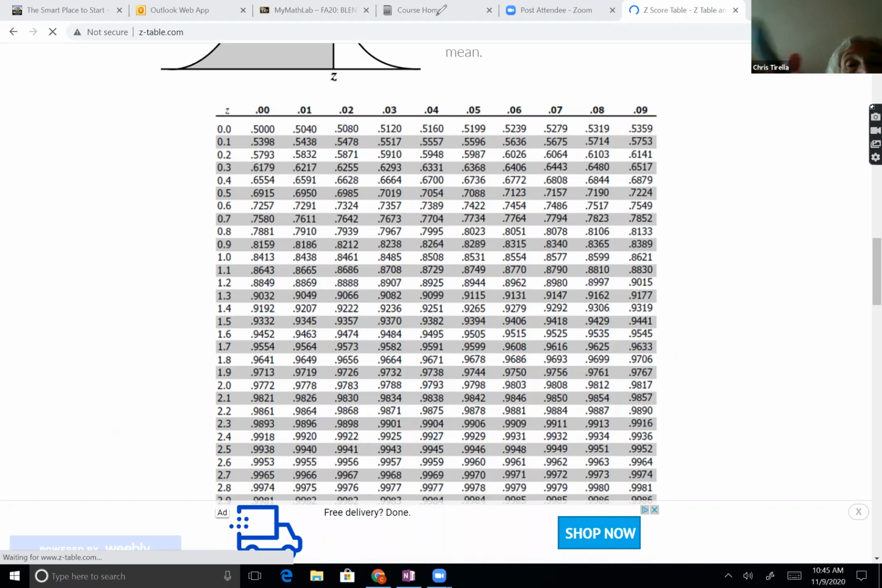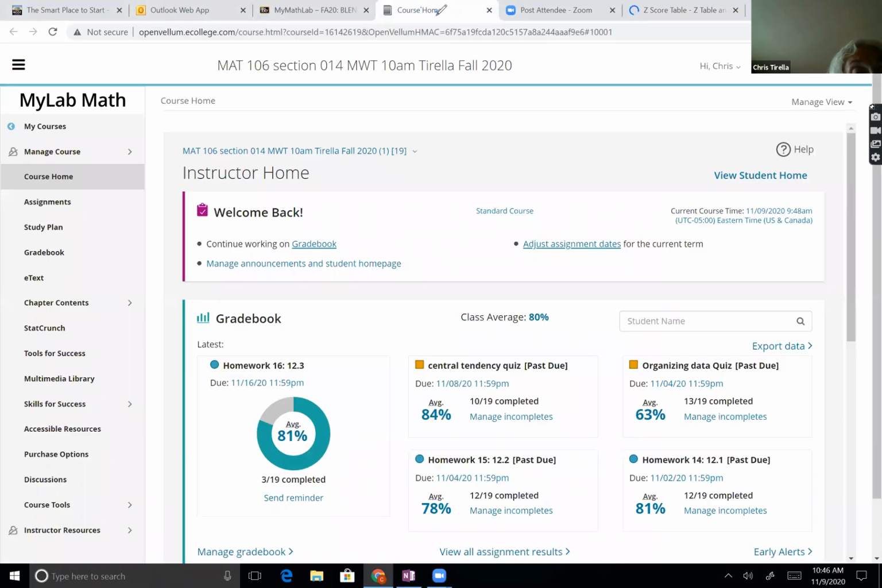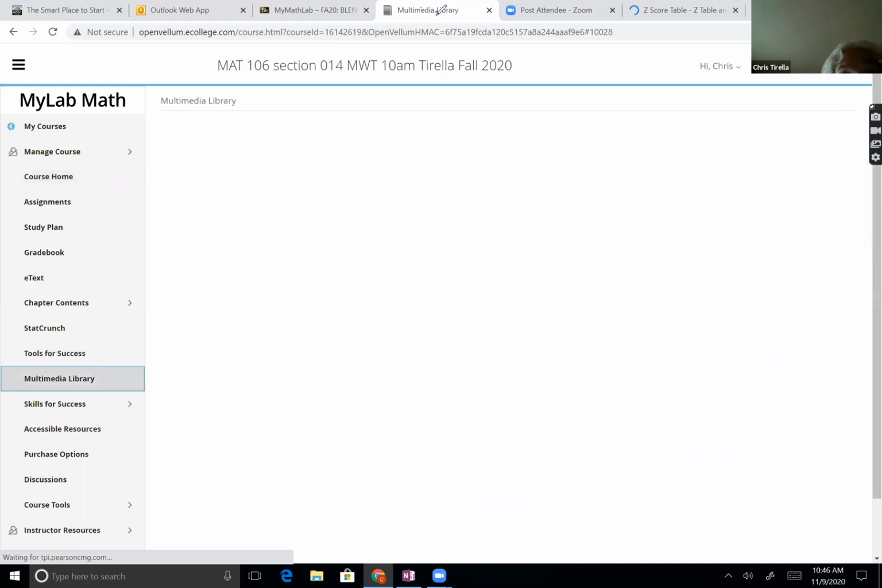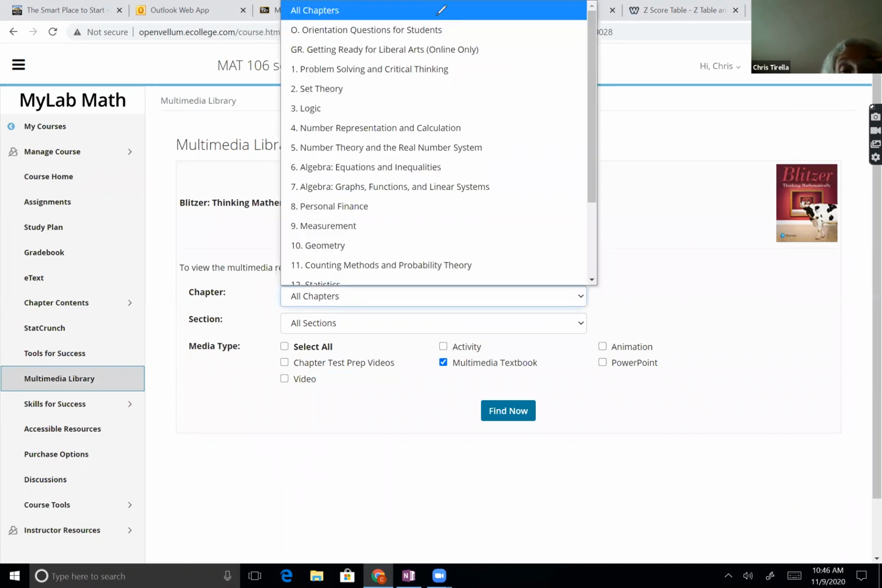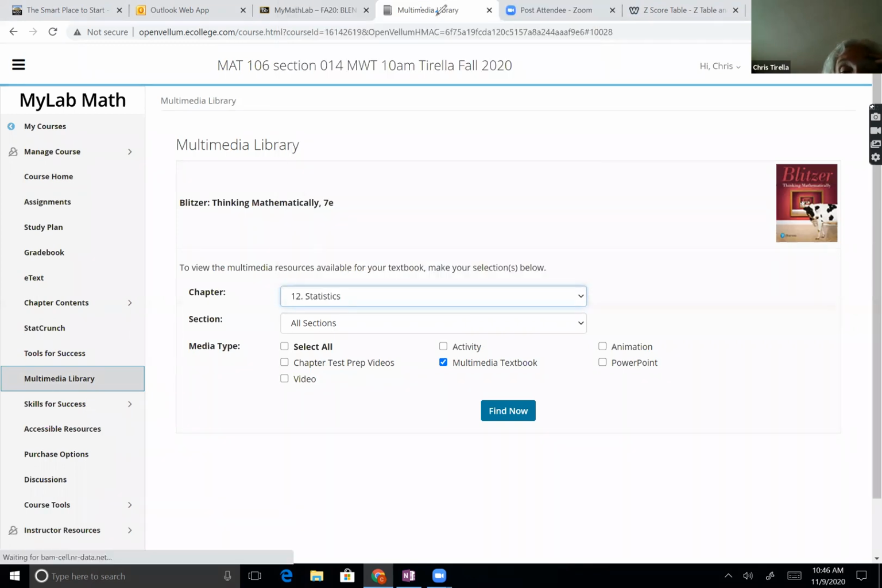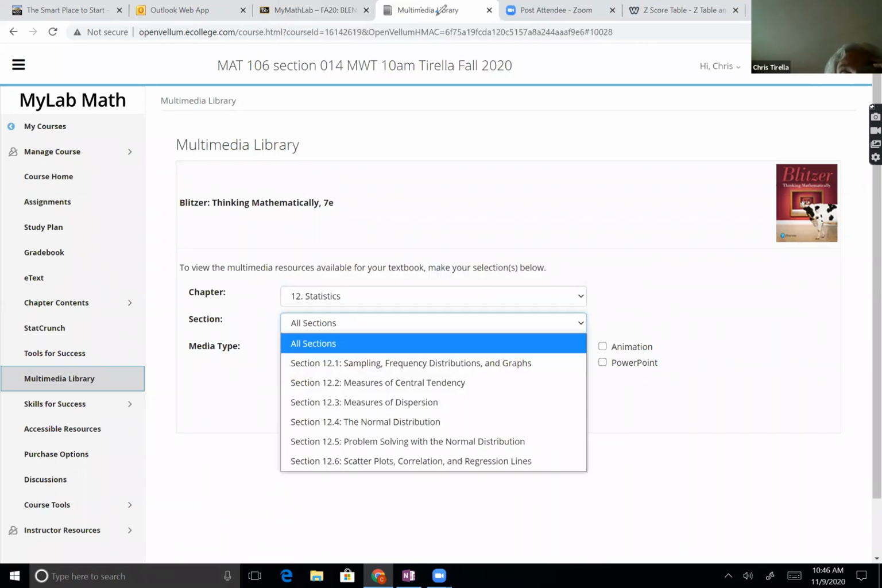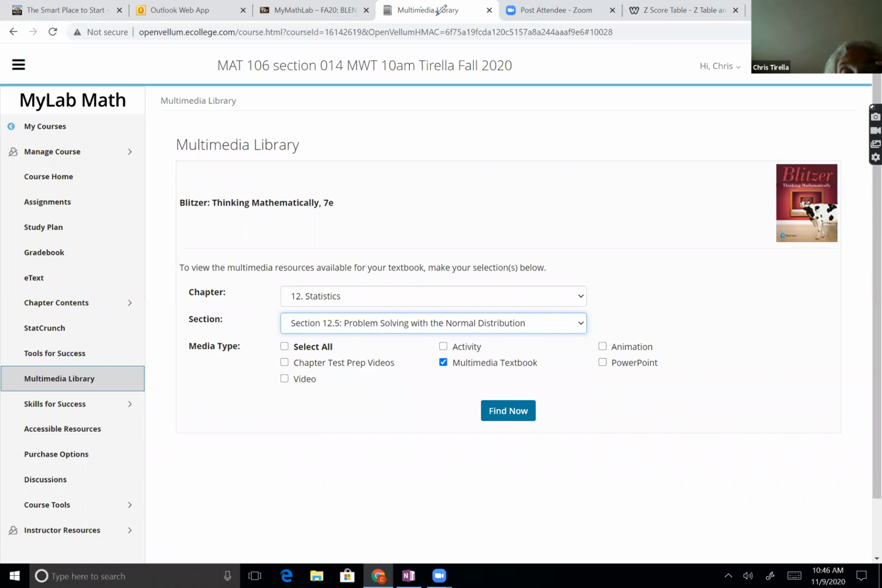Instead, in our class, oops, I gotta go back to the, in our class, the Z table that you would use is usually built into the question. However, let's go to statistics. In statistics, let's go to the problem solving with a normal distribution.